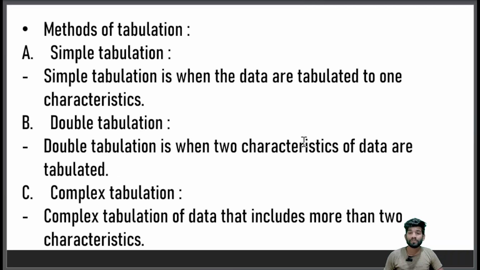Methods of tabulation. First one is simple tabulation, where the data are tabulated according to one characteristic. Then double tabulation, where two characteristics of data are tabulated. In simple, one characteristic. In double, two characteristics. Then complex tabulation, which is tabulation of data that includes more than two characteristics.